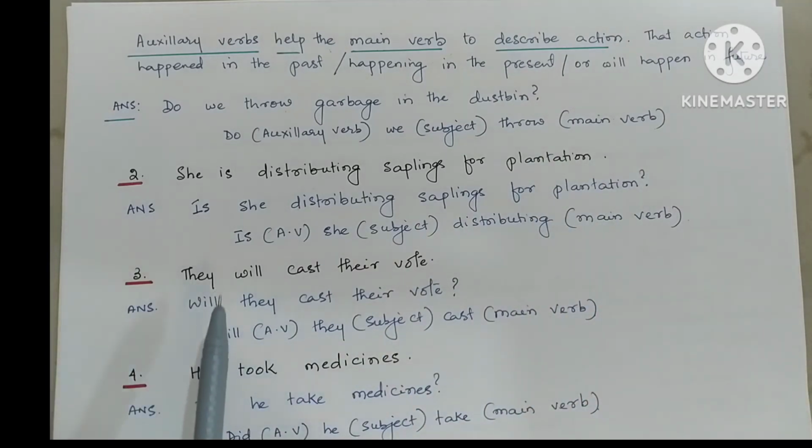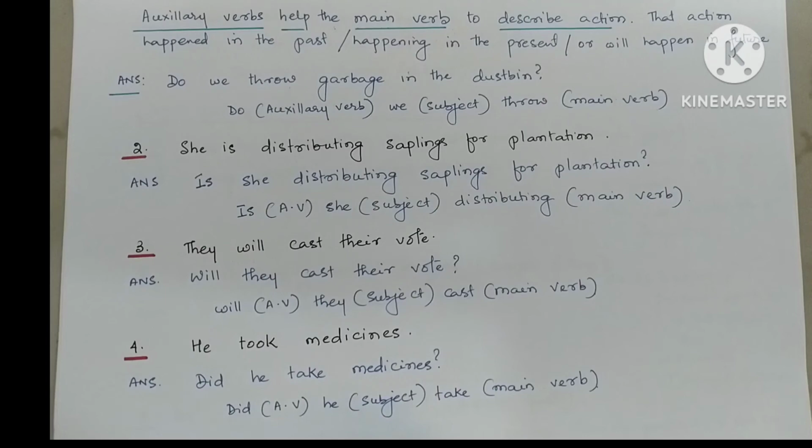Number 3. They will cast their vote. First the auxiliary verb will. Then you have to follow it by the subject, over here they. Will they. Now auxiliary verb followed by subject followed by the main verb. The main verb over here is cast. So will they cast their vote? Question mark. You have to remember this rule. Number 4. He took medicines. What is the rule? Auxiliary verb followed by the subject followed by the main verb.